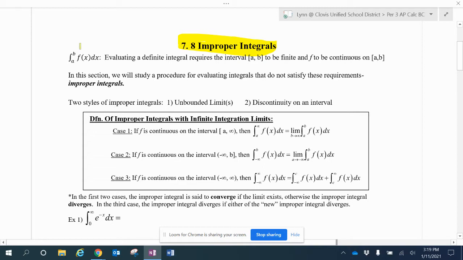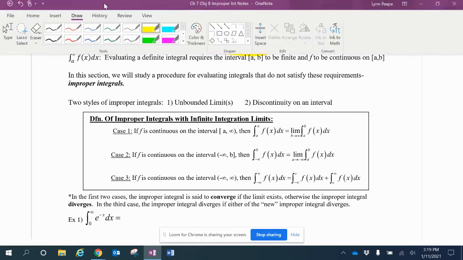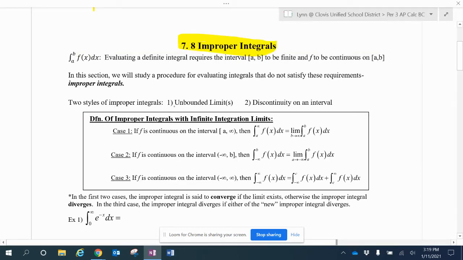So the two types of improper integrals that we're going to be working with are, first, if we have an unbounded limit. So we have some sort of infinity, whether it's in both the upper and the lower, hopefully not, or just in the upper or just in the lower. Then we have our first situation, which is when we have an unbounded limit. Okay, so that will be our first one. This is what we call an improper integral.